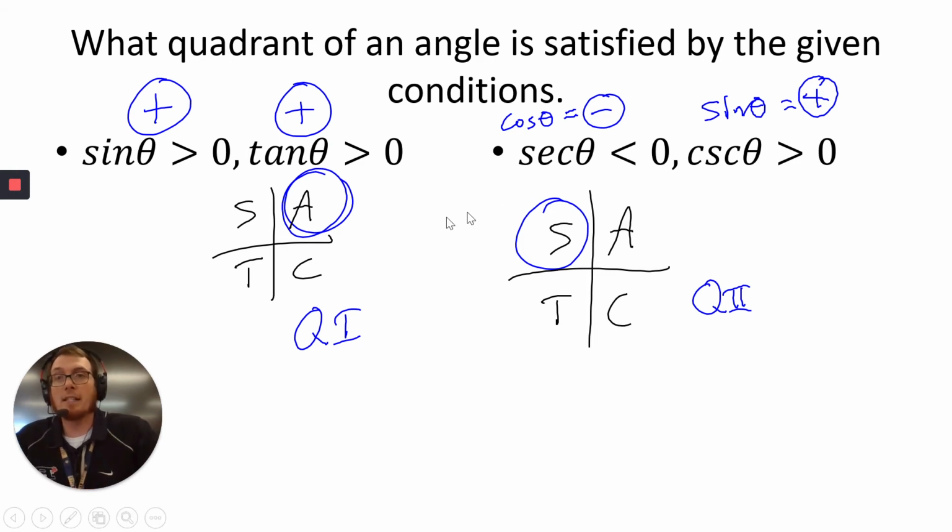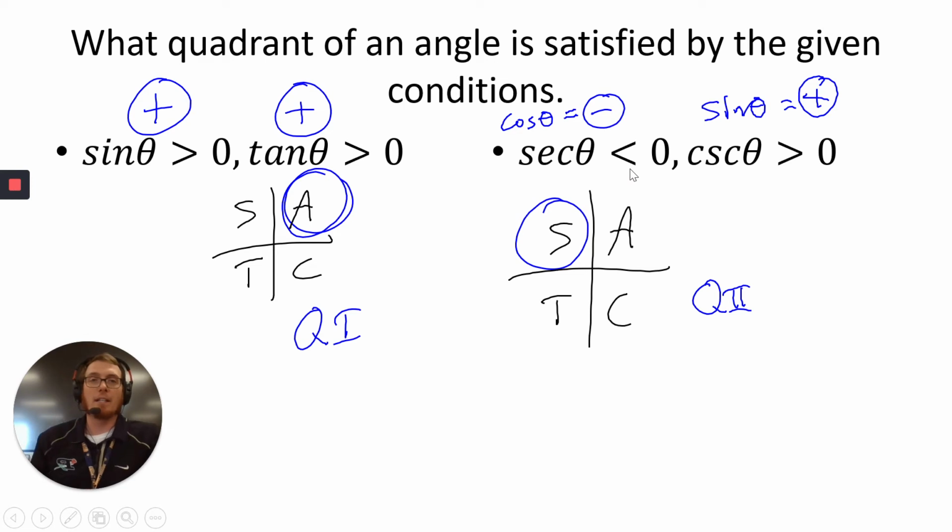The first one says that sine is positive because it's greater than 0, and so is tangent. Because of that, it can't be any of these other spots because only sine's positive in quadrant 2 and only tangent's positive in quadrant 3. So the only time sine and tangent will both be positive is it has to be in quadrant 1 because everything's positive in quadrant 1.